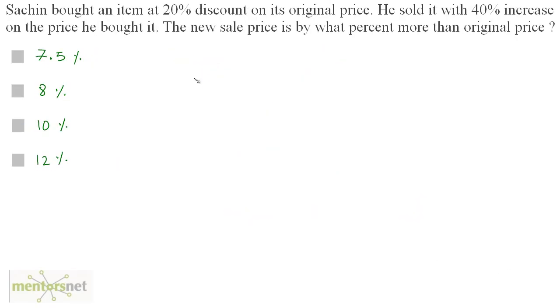Sachin bought an item at a 20% discount on its original price. He sold it with a 40% increase on the price he bought it for. The new sale price is what percent more than the original price? Well, let us consider that the original price of this item is 100 rupees. Now Sachin bought this item at a 20% discount on this original price.